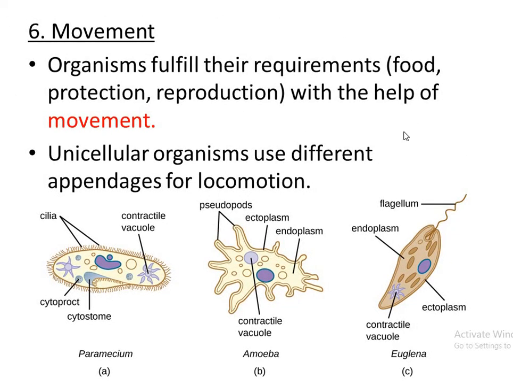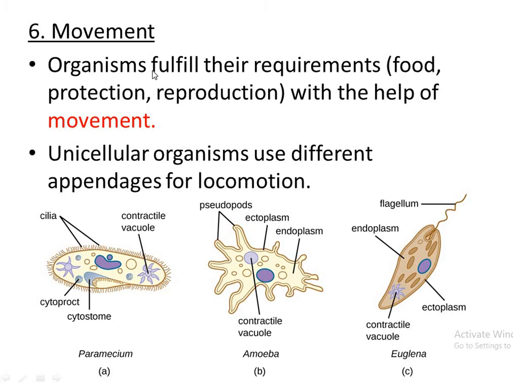Now our next one is movement. Organisms fulfill their requirements with the help of movement. So movement is the method used by organisms to fulfill their requirements, and by requirements, what do we mean? Food, protection, reproduction. Those are their requirements.